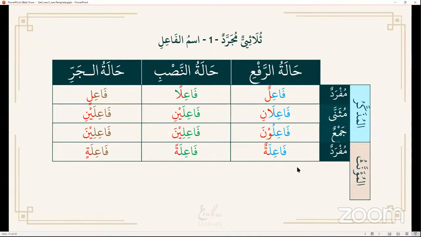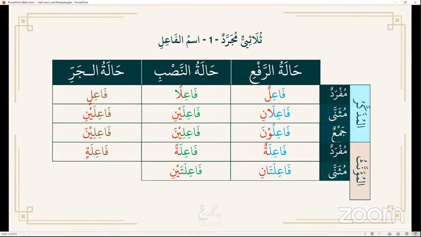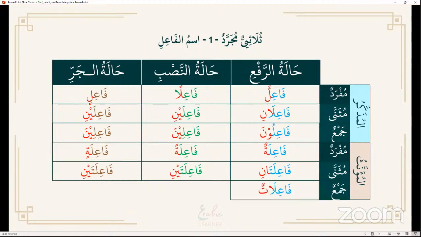And dual, muthanna. Fa'ilatani. Jama. Fa'ilatun, fa'ilatin.